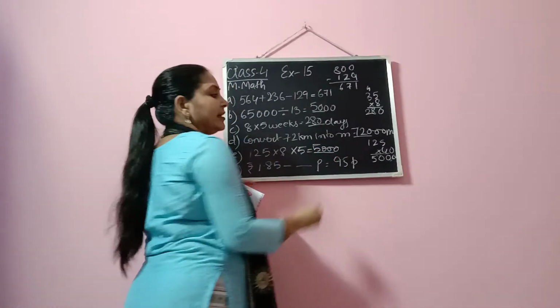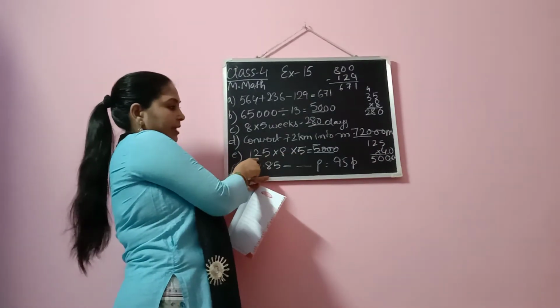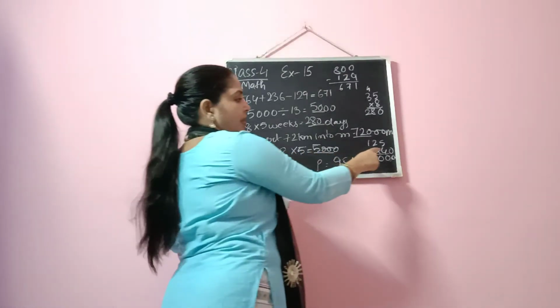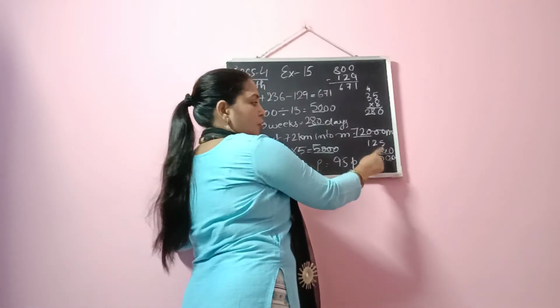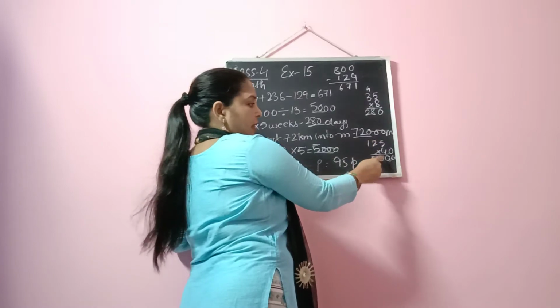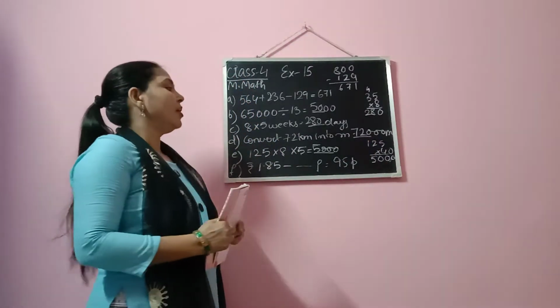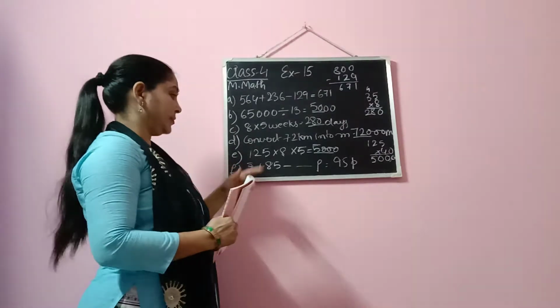Let us check the calculation once again. 8 5s are 40 and 40 multiplied by 125. 5 4s are 20, 2 carry over, 4 2s are 8 plus 2 10, 4 1s are 4 plus 1 is 5. Okay, so the answer is 5000. Next question.